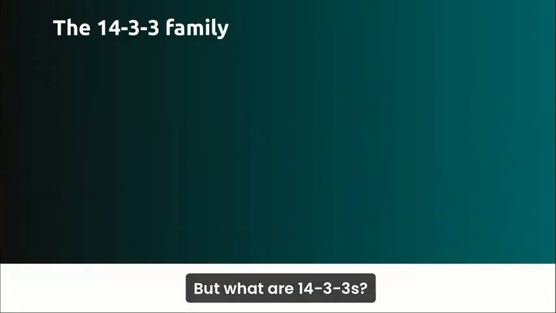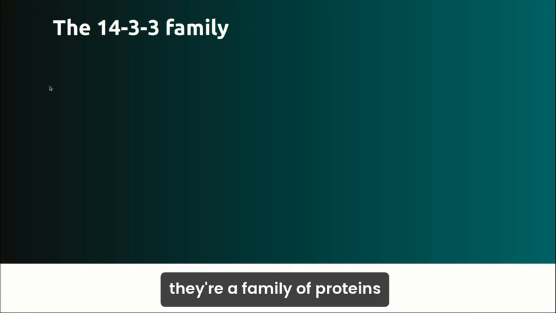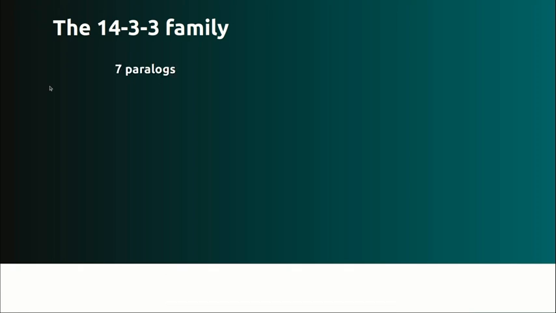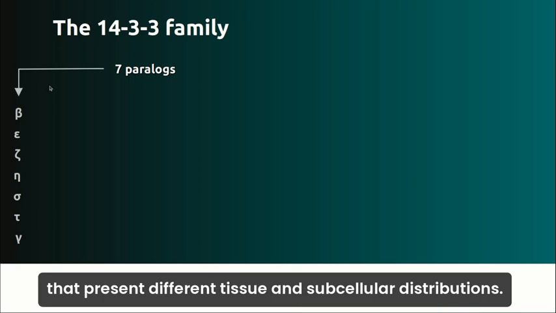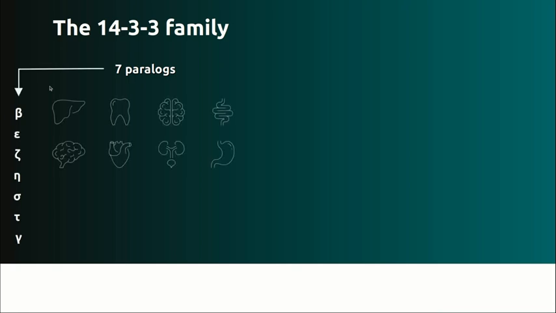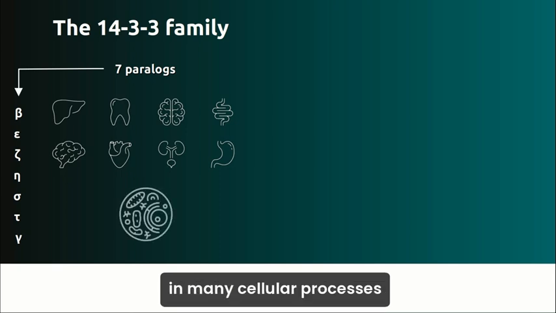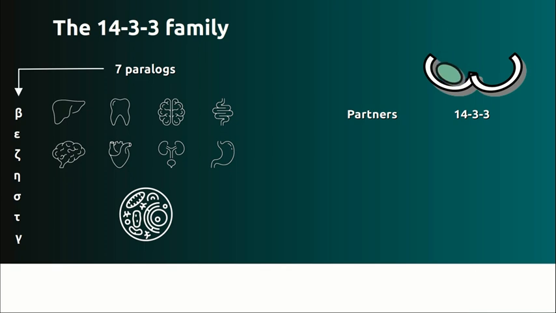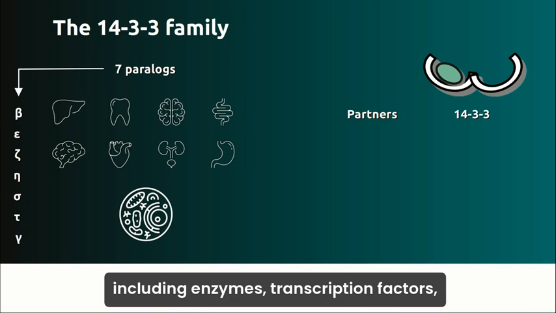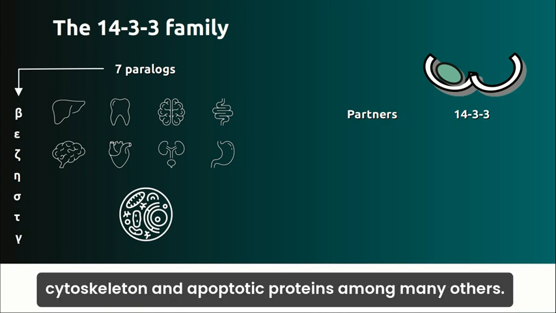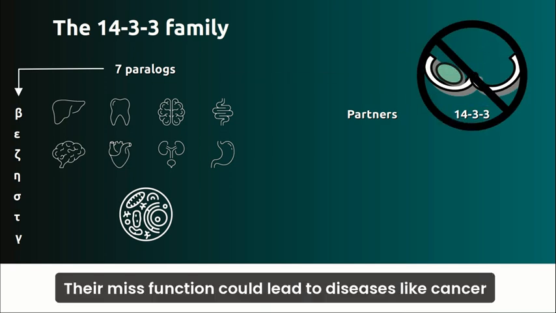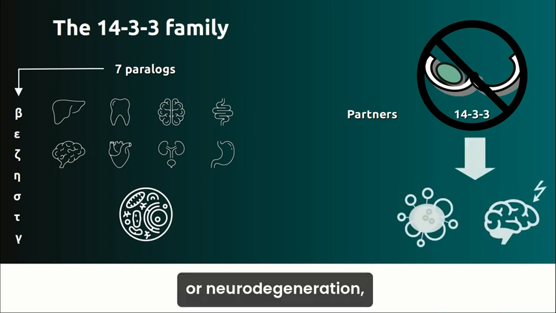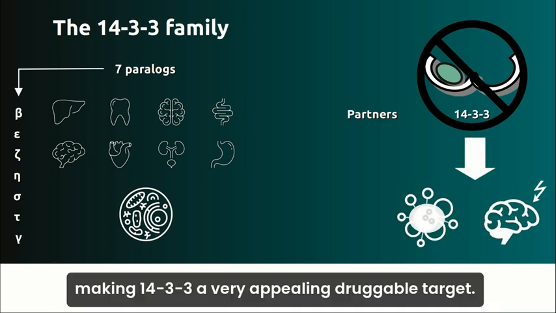But what are 14-3-3s? They are a family of proteins formed by 7 paralogs that present different tissue and subcellular distributions. 14-3-3s are involved in many cellular processes through direct interaction with different partners, including enzymes, transcription factors, cytoskeleton, and apoptotic proteins, among many others. Their misfunction could lead to diseases like cancer or neurodegeneration, making 14-3-3 a very appealing druggable target.